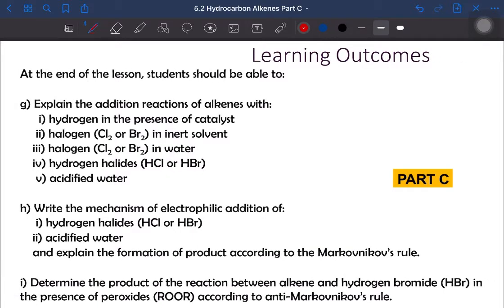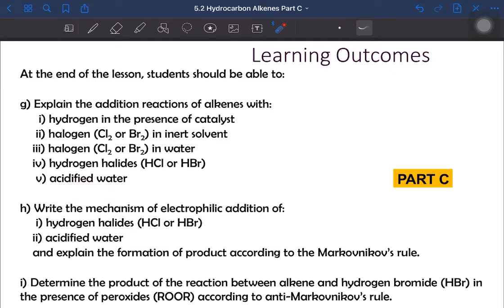At the end of the lesson, students should be able to explain the addition reactions of alkene with hydrogen in the presence of catalyst, or we call it catalytic hydrogenation. Second one is the reaction of alkene with halogen in inert solvent. Third one is the reaction of alkene with halogen in water. Fourth one is the reaction of alkene with hydrogen halide, or this is called hydrohalogenation. And last one is the reaction of alkene with acidified water.